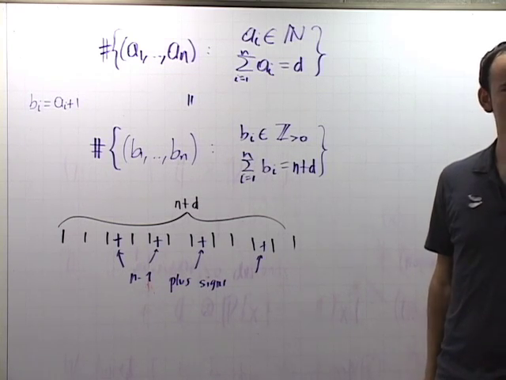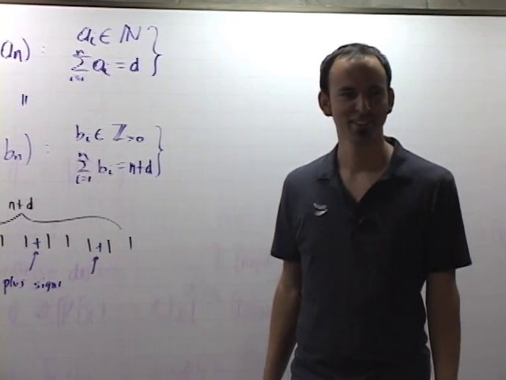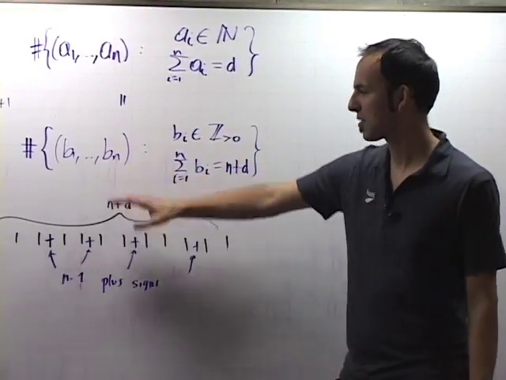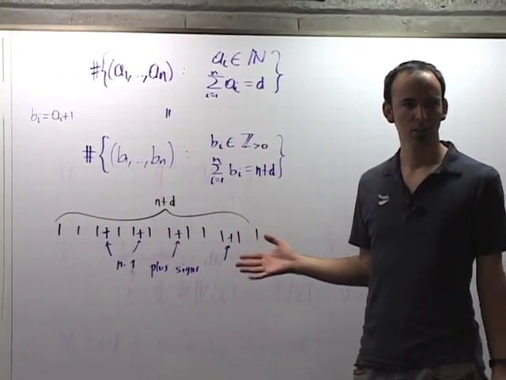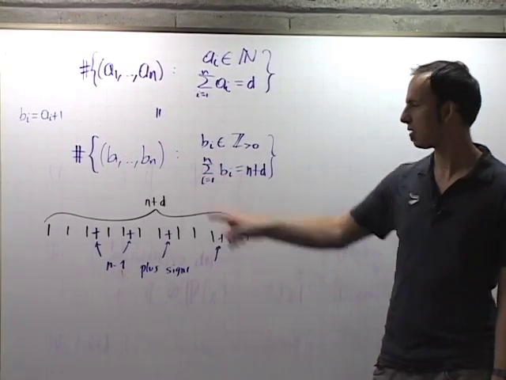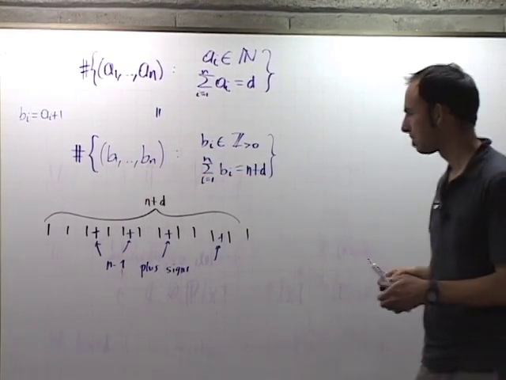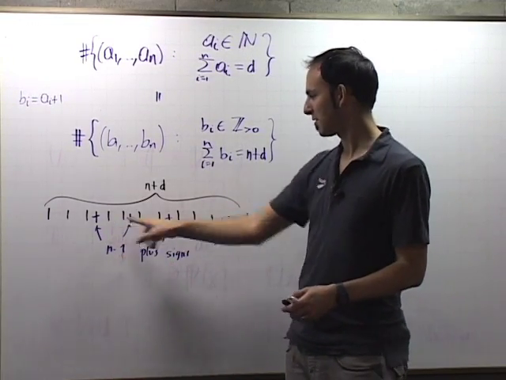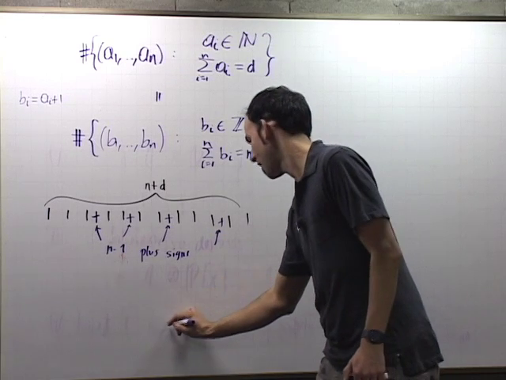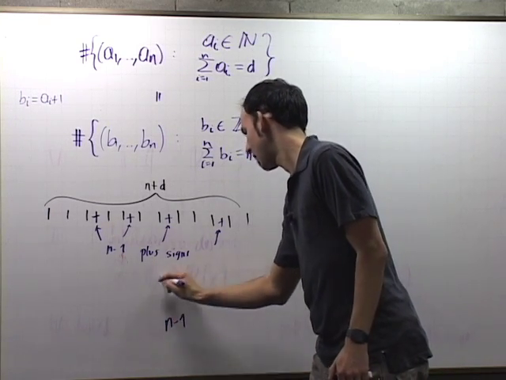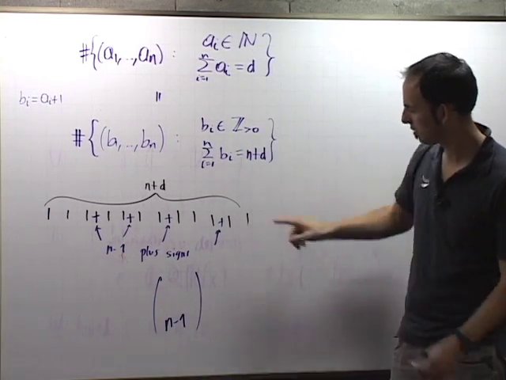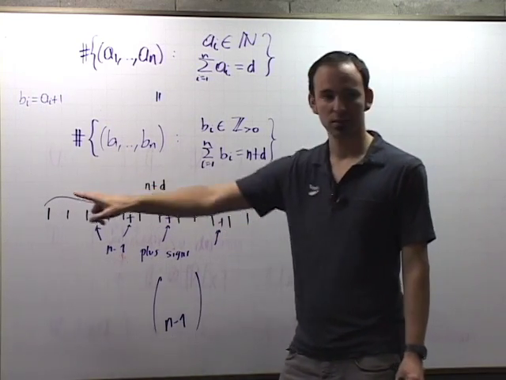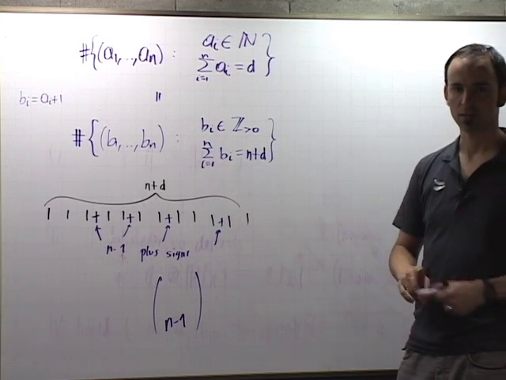Had you seen this trick? You like it? It's nice, no? I think it's a nice trick. It's a bijection, okay? Given numbers like this, you can figure out where to put the plus signs. And given the plus signs, you know what the b_i's are. So how many choices are there? Well, how many plus signs do I need to put? n minus 1. And how many places do I have to put them? n plus d minus 1, because I have n plus d ones, and I have 1 minus that for the number of gaps.